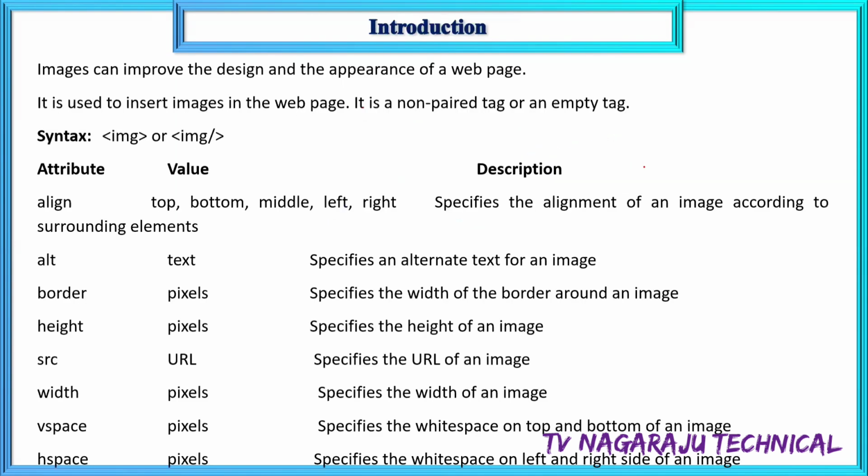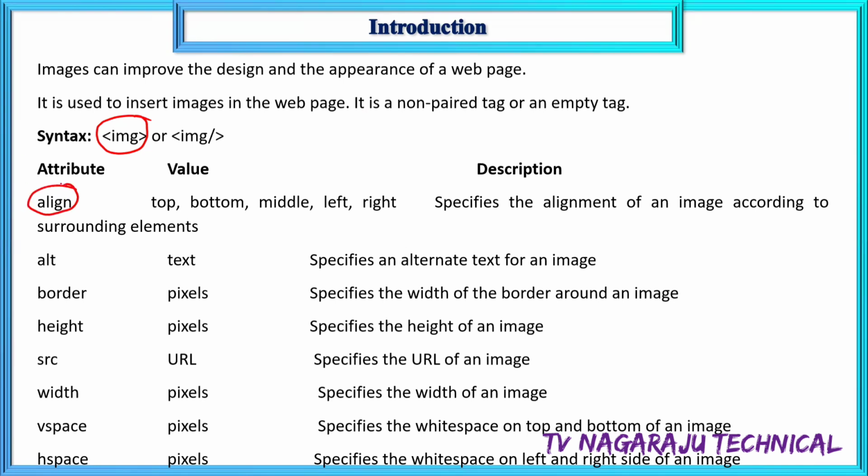The purpose of this image tag is simply to improve the appearance of a web page. Here in a web page, we can insert images by using the img tag, and this is a non-pair tag. Non-pair tag in the sense closing is not at all required. What are the attributes under this image tag?